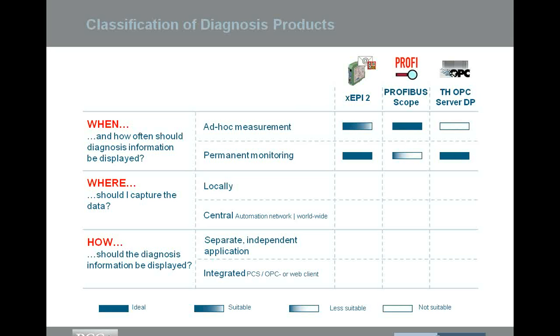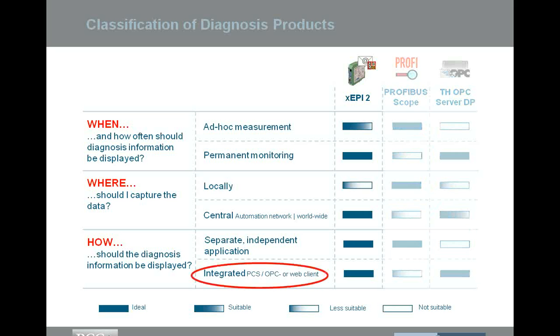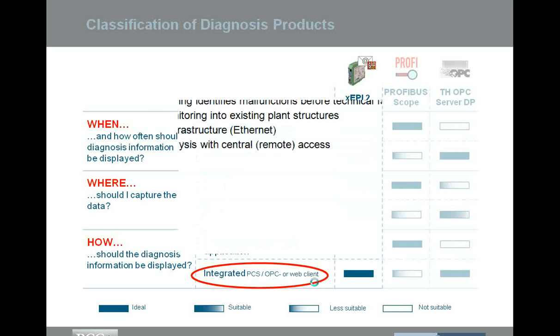Are we going to do ad hoc measurement, meaning are we going to connect up at one site real quickly, or do we want to have permanent monitoring? Where do we want to monitor? Do we want to do it right at the machine, or do we want to have a central location that we can monitor? And then how do we want to display the information? Do we want to display it independently, or do we want to integrate it into some SCADA system or HMI package? So today we're going to focus again on this XEPI 2 tool, but there are other tools, the PROFIBUS Scope product, which gives us more of an ad hoc measurement, and then there's an OPC server product, which allows us to integrate this stuff into an OPC server.